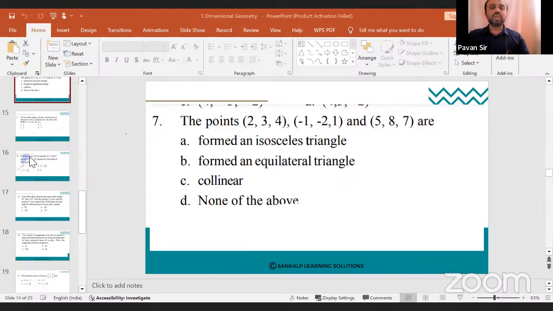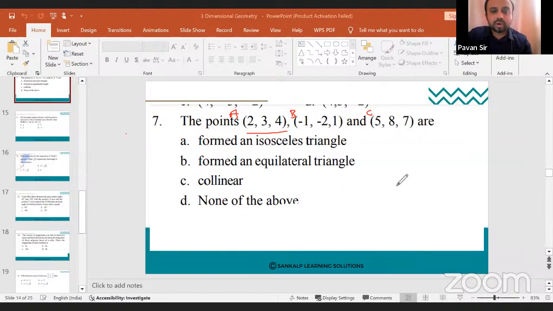The points (2, 3, 4), (-1, -2, 1) and (5, 8, 7) are given; these are three coordinate points. You can consider them as points A, B and C. The question is, do these points form an isosceles triangle, form an equilateral triangle, form a collinear set, or none of the above? These are the four options. That means, these three points form which type of triangle? First option is isosceles triangle, second equilateral triangle, third collinear, option D none of these.